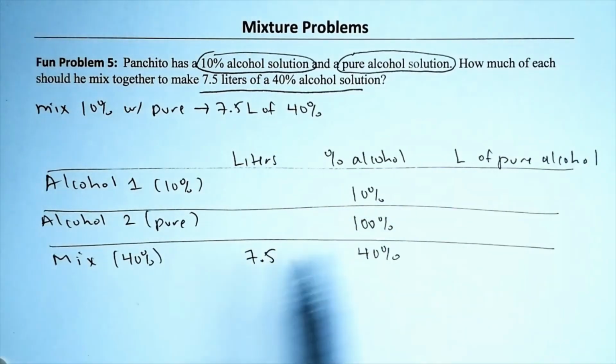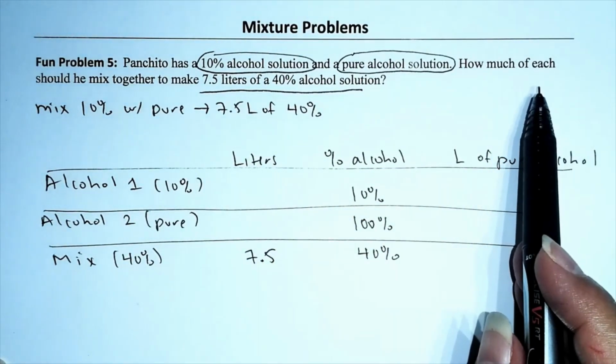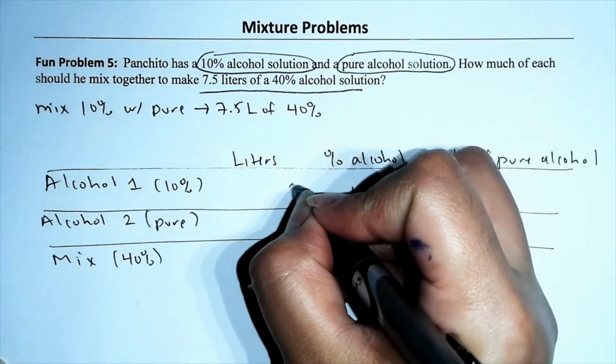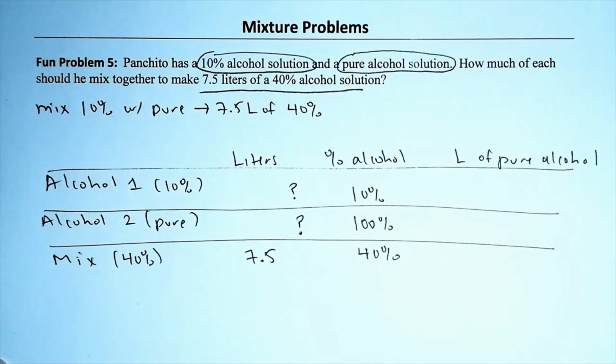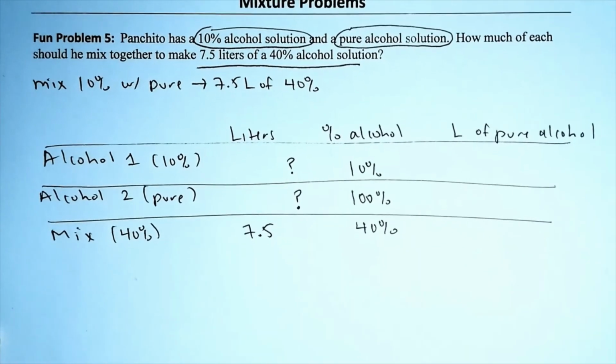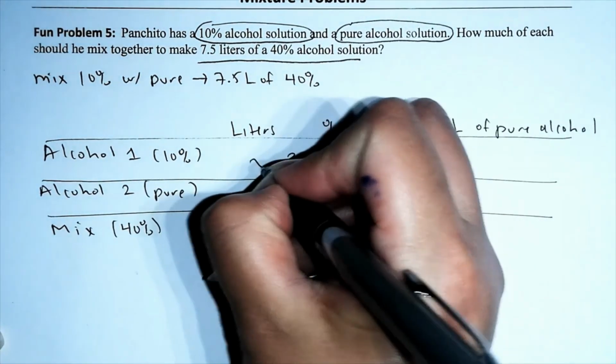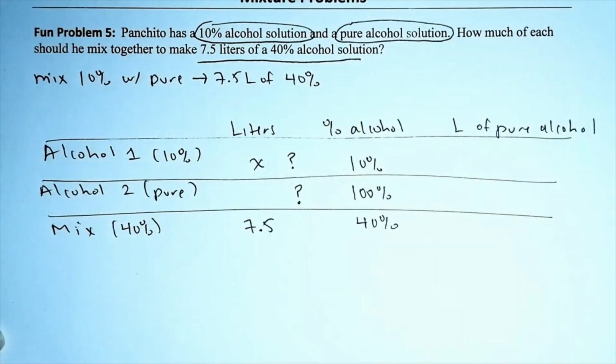And then the question says, how much of each should he mix together? So both of these are unknown. Where should we put the variable? You know what? Wherever you want. You want to put it in the bottom? Go for it. But I said before, for me it's just easier to put it in the top one. Why? Because I'm used to it. The more I do things the same, the more it will stick to me.